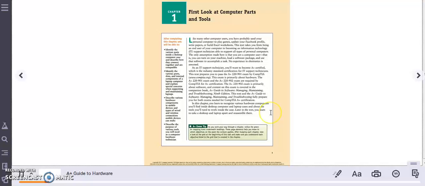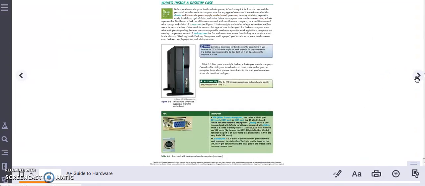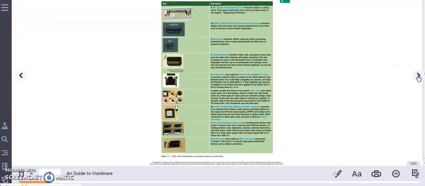Here it is. I have an e-book, which is convenient. And let's go ahead and take a look at the chapter, which is first look at computer parts and tools. As we page through this chapter, we're going to see what is inside a desktop case. And I have a corresponding video for this too. I'll describe those links here in a few minutes.